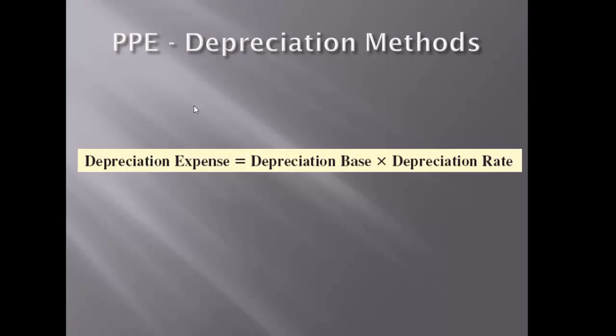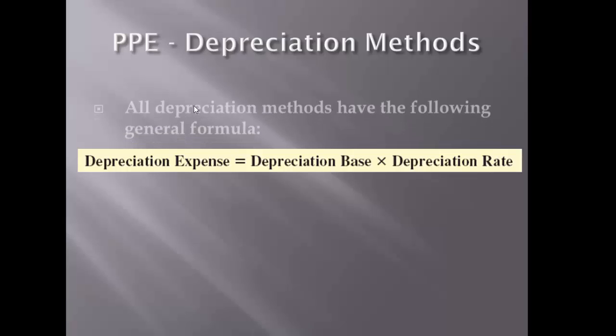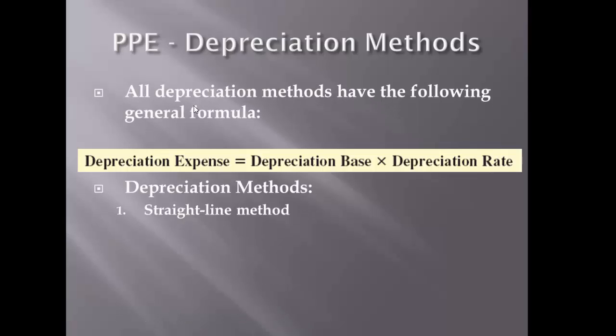Now, straight line depreciation depreciates an asset equally over its useful life. And the straight line rate is 1 divided by the useful life. So for example, the straight line depreciation rate for an asset with a 10-year life will be 1 over 10 or 10%, implying that every year of the 10-year useful life, depreciation will be 10%.